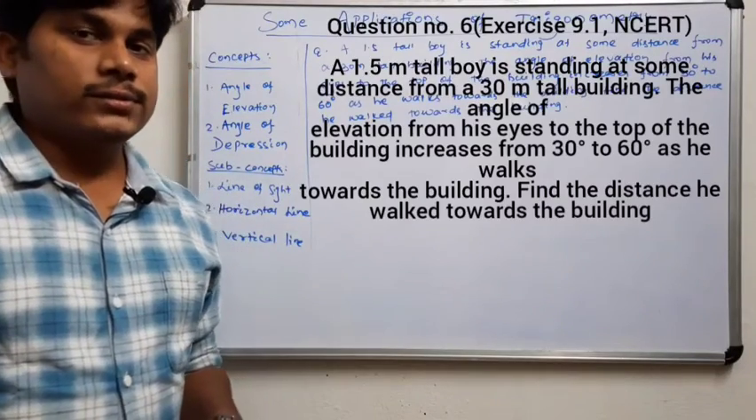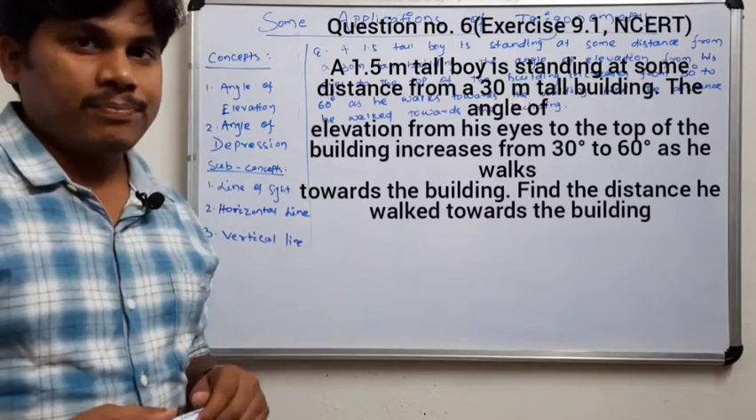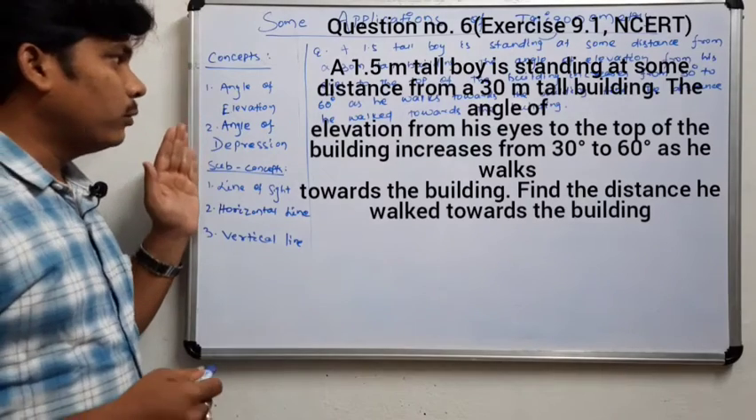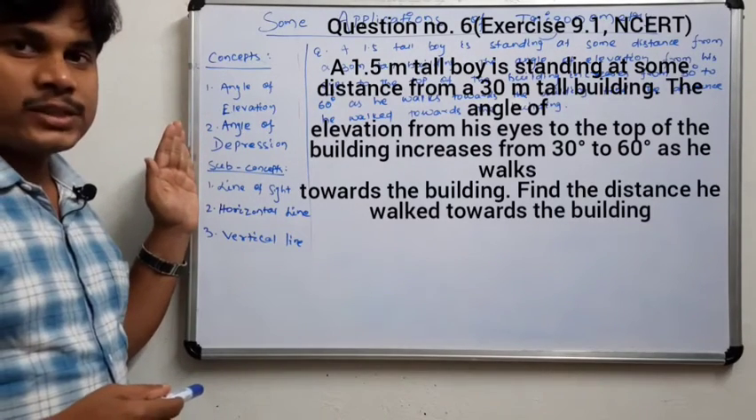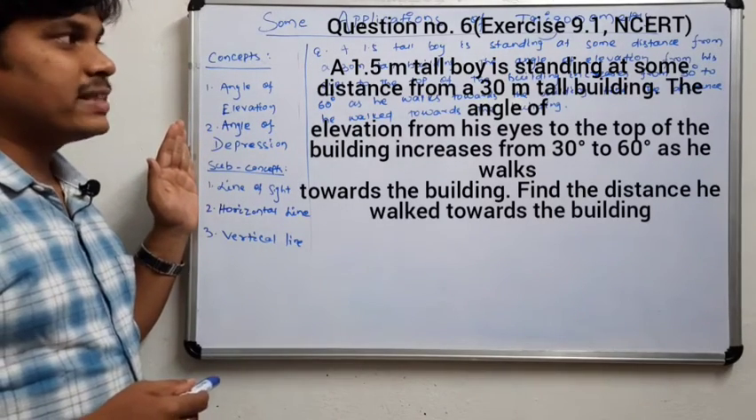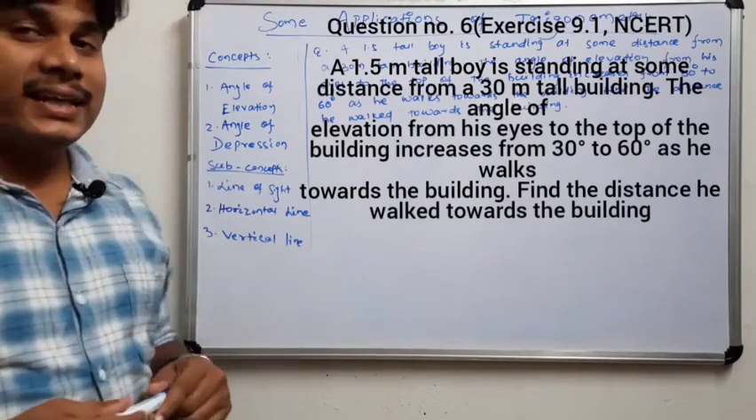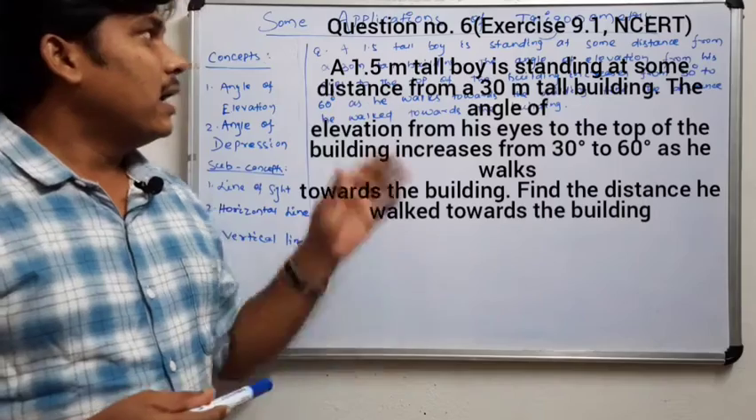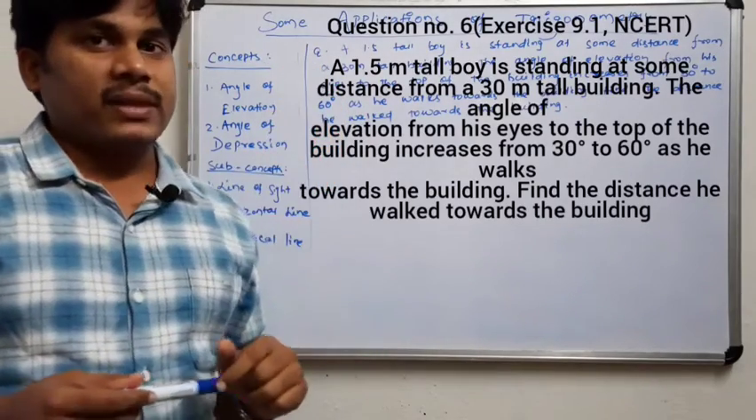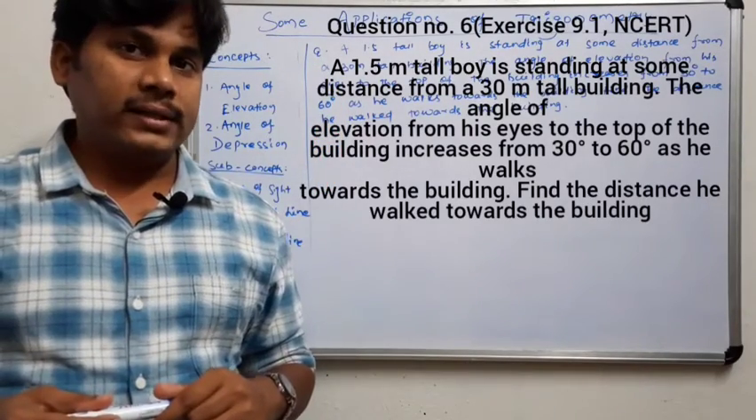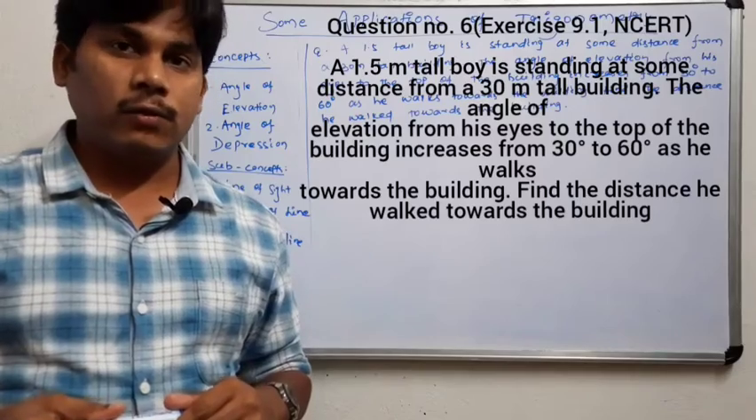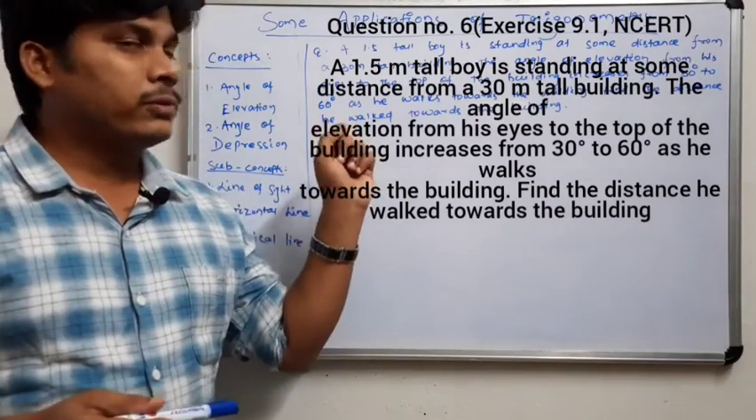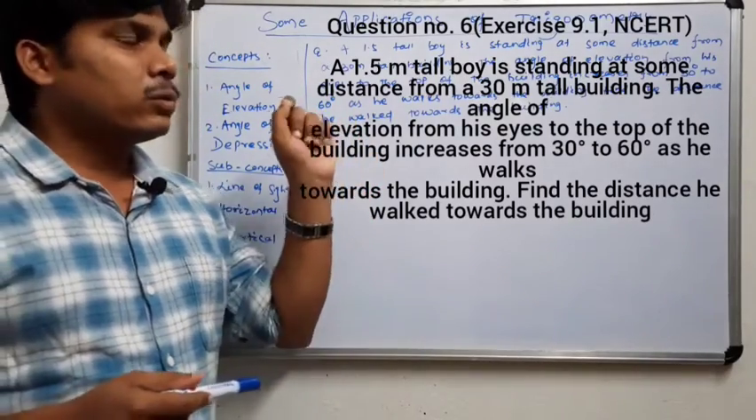Now we are continuing the angle of elevation, as noted down here with all the concepts and sub-concepts. Now we shall move to the next and very interesting question of the exercise, that is question number 6. As you already completed questions 4 and 5 in the homework part, now I will move to question number 6. What is question number 6?